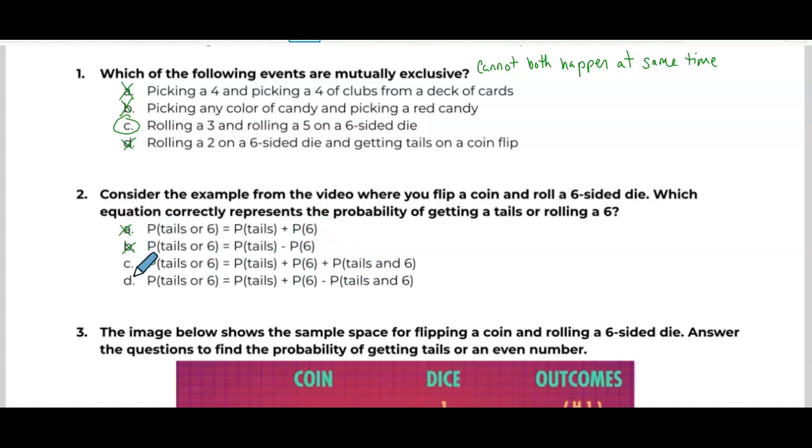The one that we want to use is D because it takes the two probabilities of the events and subtracts out how often they both happen together. We're not going to add that on. That would more than double count it. So correct answer here is D.